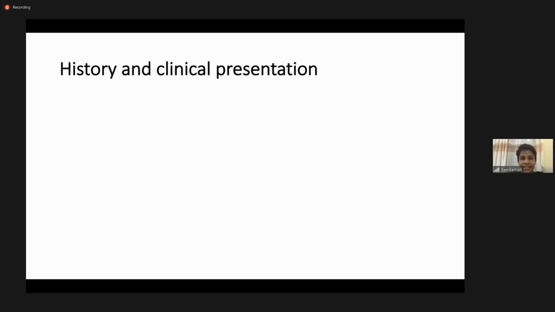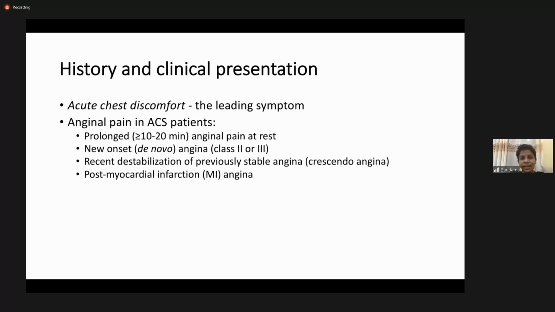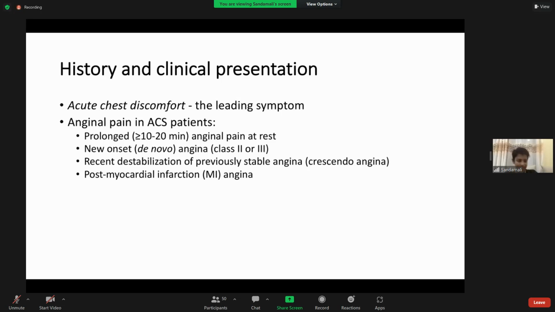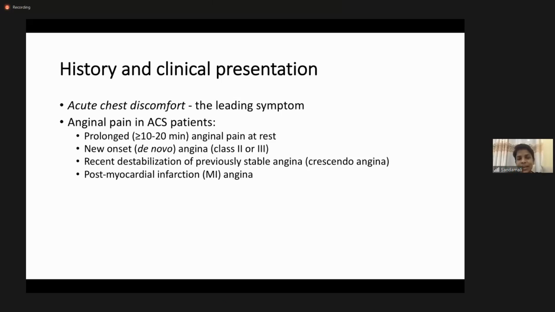So the clinical features, history and clinical presentation, most of the time they present with acute chest pain. That's the most common symptom. People present with angina type of pain, and there can be several presentations of angina in acute coronary syndrome. Usually it is anginal pain which is prolonged, lasting more than 10 to 20 minutes, and that occurs at rest. Or it can be new onset angina of class 2 or 3, or it can be recent worsening of previously established stable angina, or it can present as post-myocardial infarction angina.